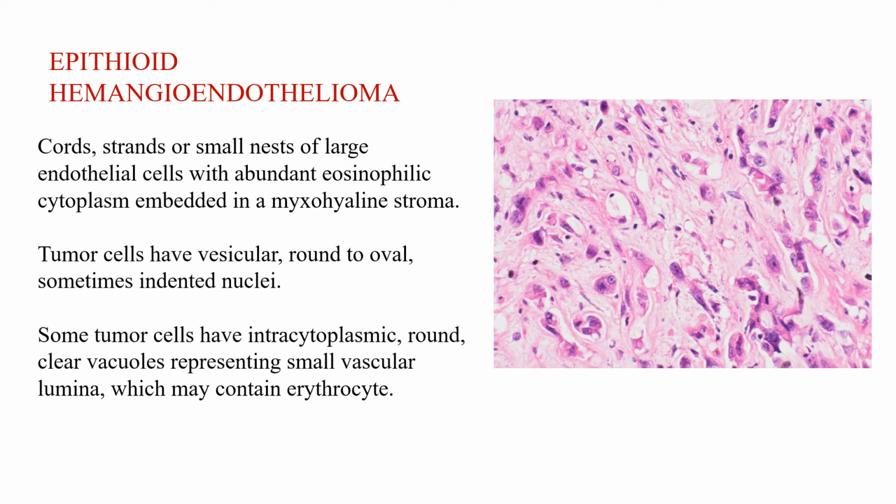Coming to the second differential, that is epithelioid hemangioendothelioma. In this, cords, strands or small nests of large endothelial cells with abundant eosinophilic cytoplasm embedded in mixed hyaline stroma is seen. Tumor cells have vesicular, round to oval, sometimes indented nuclei. Some tumor cells have intracytoplasmic round clear vacuoles representing small vascular lumina which may contain erythrocytes.